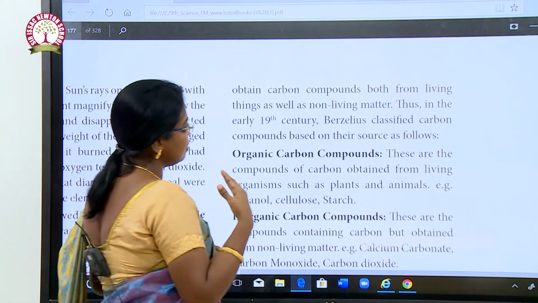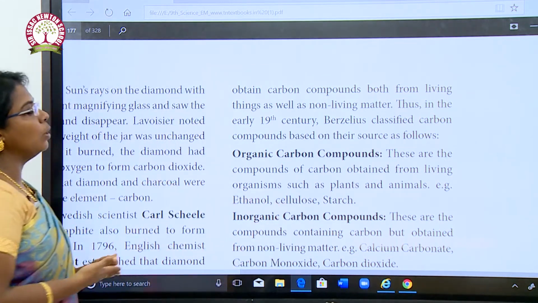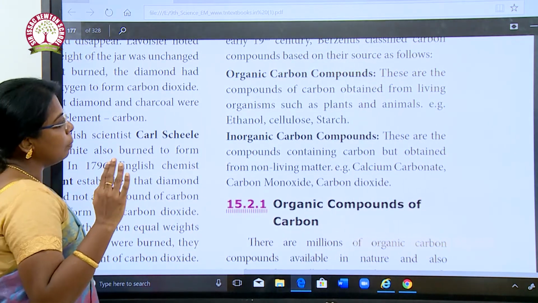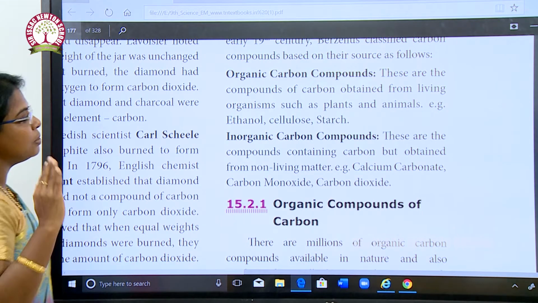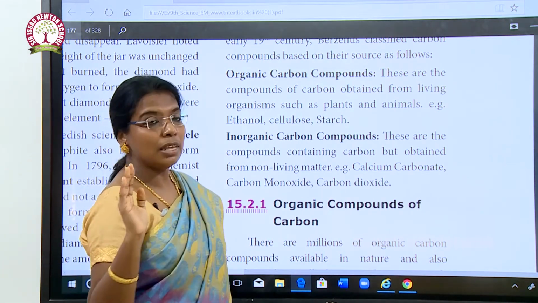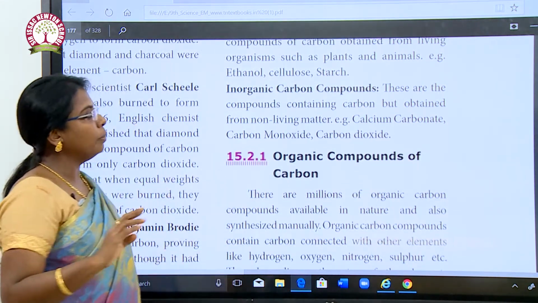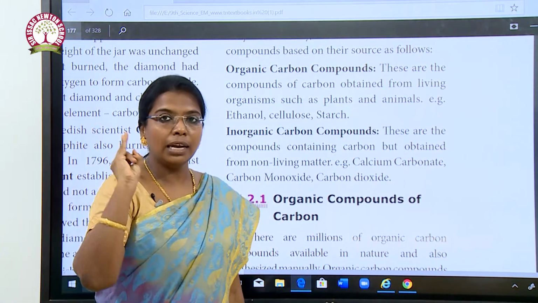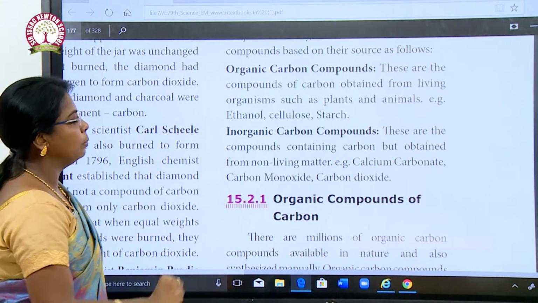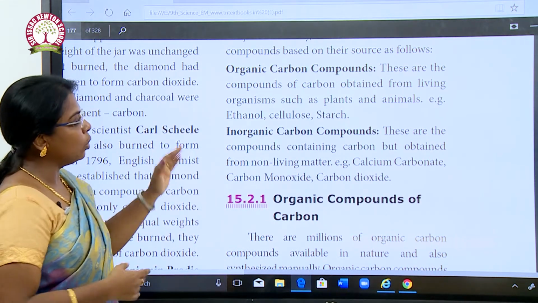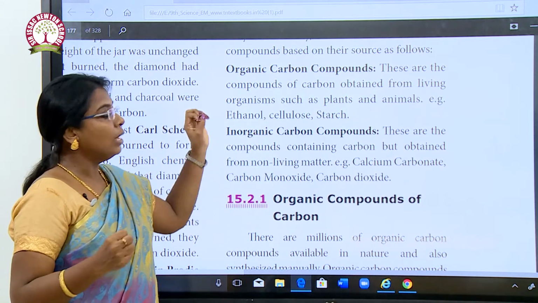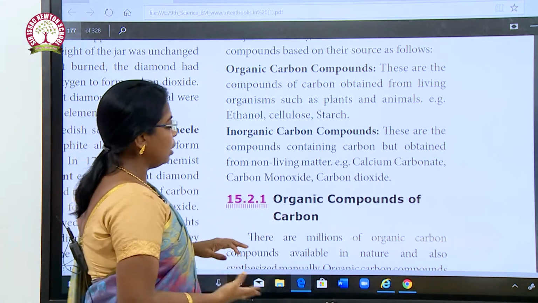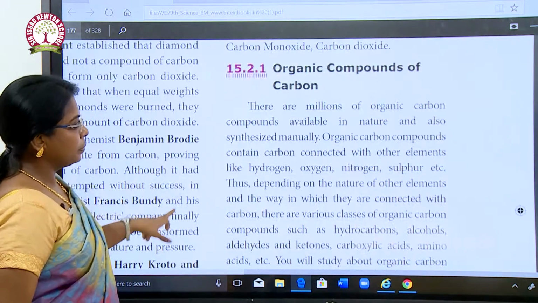Thus, in the early 19th century, Berzelius classified carbon compounds based on the source as follows. Organic carbon compounds are the compounds of carbon obtained from living organisms such as plants and animals, for example ethanol, cellulose and starch. Inorganic carbon compounds are obtained from non-living sources, for example calcium carbonate, carbon monoxide and carbon dioxide.